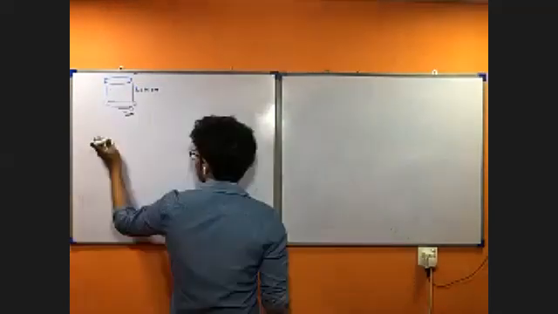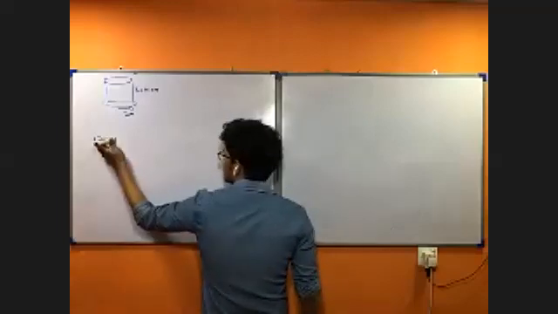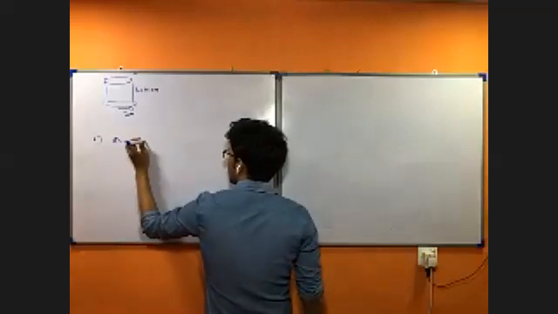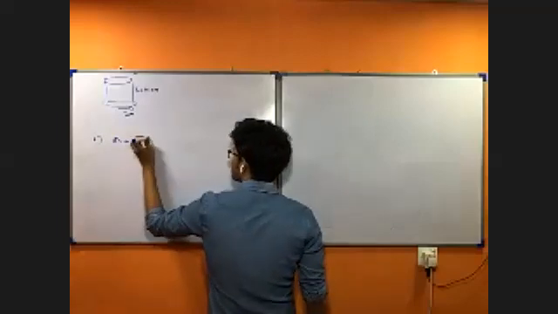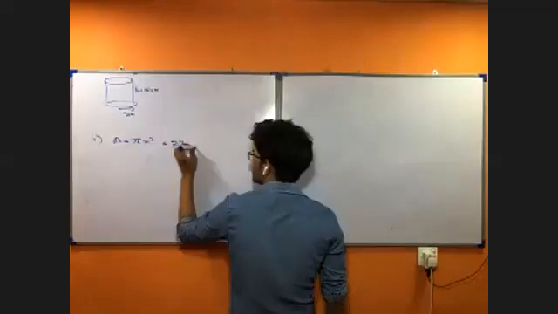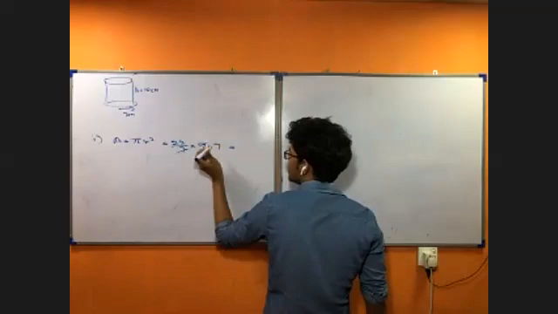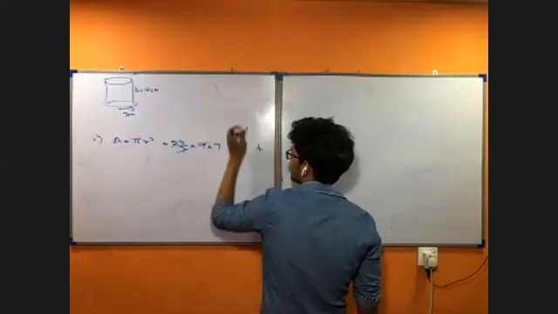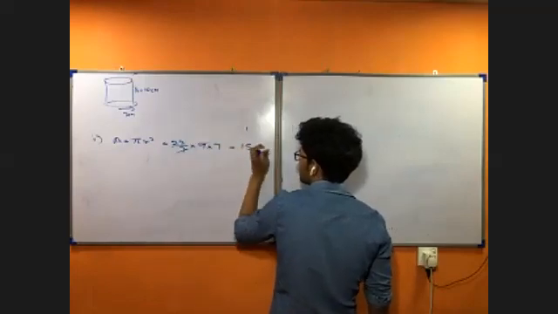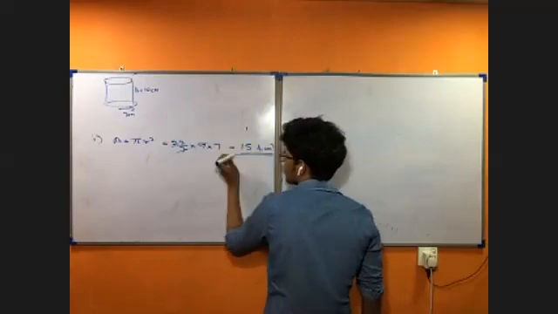The lid is a circle. So the area is equal to pi r squared, which is 22/7 into 7 into 7. 7 times 2 is 14, 1 remaining, 7 times 2, 14 plus 1, 154 centimeters square.